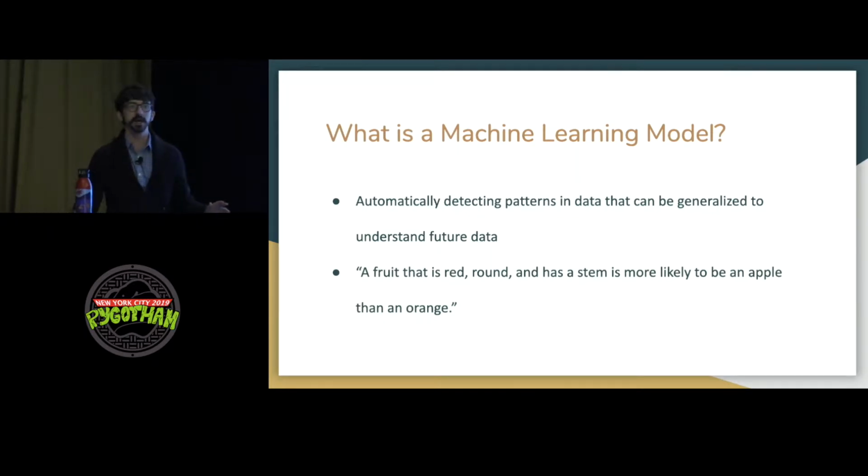So this talk assumes that you have no background in machine learning. You don't know what a machine learning model is. I'm doing that for the sake of maximum explanatory power for everyone here. So for the purposes of this talk, I'm going to define a machine learning model as something that learns to detect patterns in data, and that can then be used to understand future data that is incoming. The classic example that I like to give is if you are trying to classify fruit and you get a fruit that is red, round, and has a stem, it is more likely to be an apple than an orange. Why do we know this? Because we have all experienced apples and oranges before.